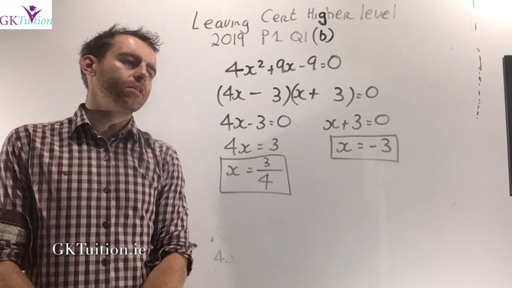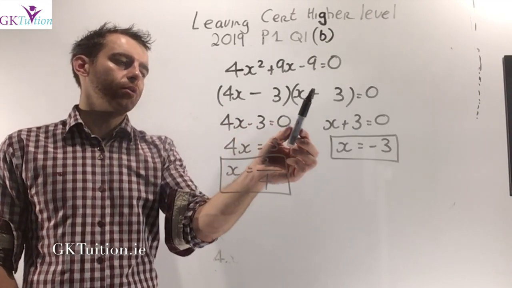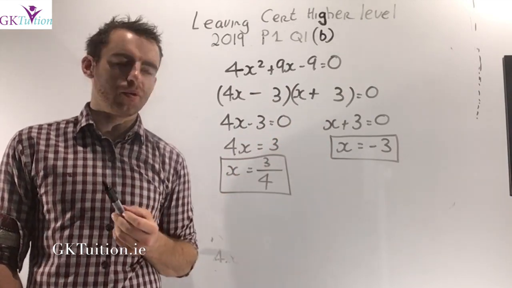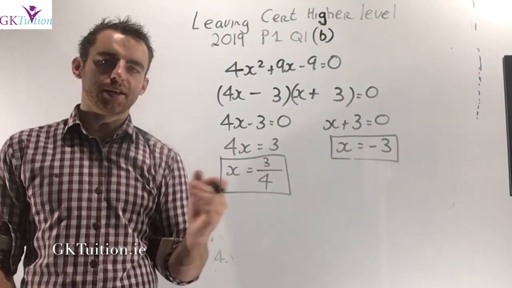Okay, so here we've got a relatively straightforward quadratic equation. The factors of this quadratic are 4x minus 3 times x plus 3. I just let each one equal 0 and then I solve my equations. I solve it and my two answers here are x equals minus 3 and x equals 3/4.